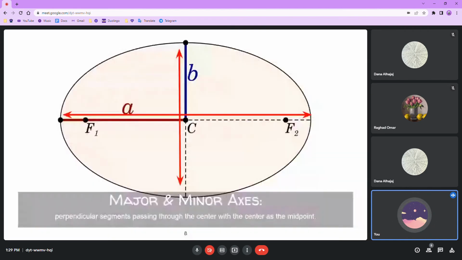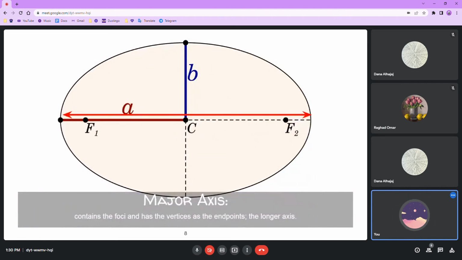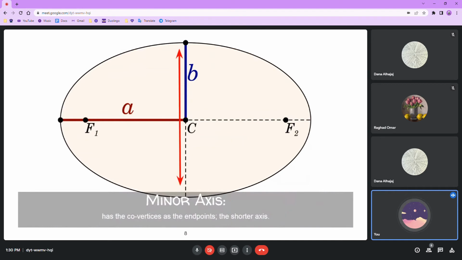The major and minor axes are both perpendicular segments passing through the center, with the center as the midpoint. The major axis contains the foci and has the vertices as the endpoints. It is essentially the longer axis, while the minor axis has the co-vertices as the endpoints and is the shorter axis. The aforementioned vertices are the endpoints of the major axis, and the co-vertices are the endpoints of the minor axis.